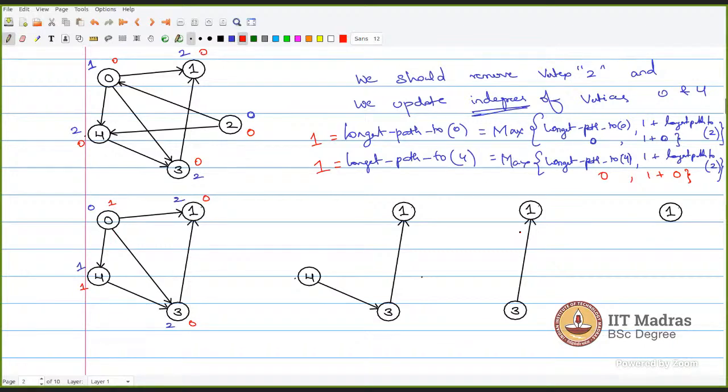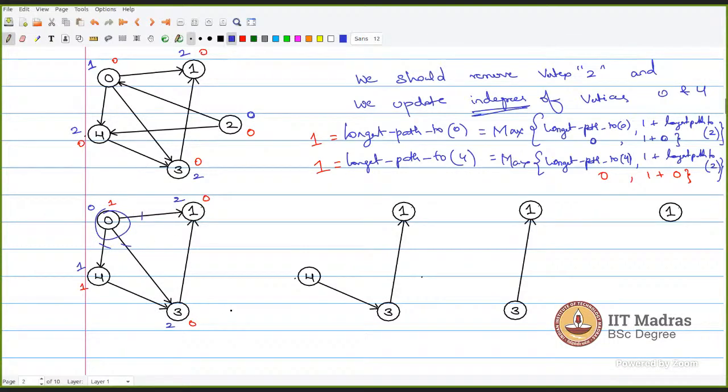Now we repeat the same process. Now this becomes a DAG. So now identify the vertex which has in degree 0. Which one has in degree 0? Vertex 0. Now we have to remove this particular vertex 0 as well as these 3 edges.